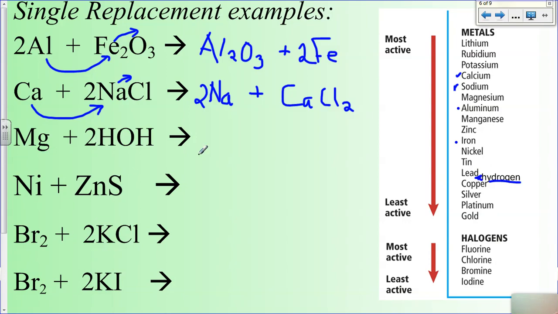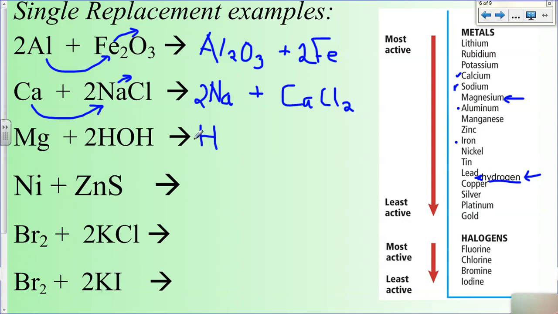So we have to find magnesium. Magnesium is right here. Now, magnesium is above the hydrogen. It is more reactive, or active. So this reaction will proceed. Magnesium will come in and break the bond right here. Hydrogen is now going to be by itself, at least this hydrogen will be. The OH group, the hydroxide group, stays together.